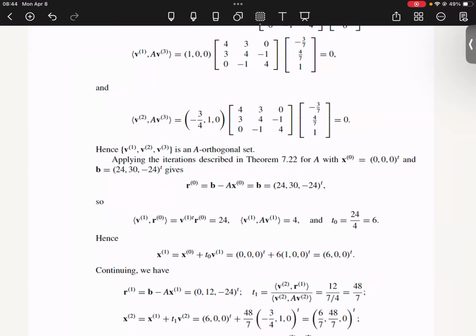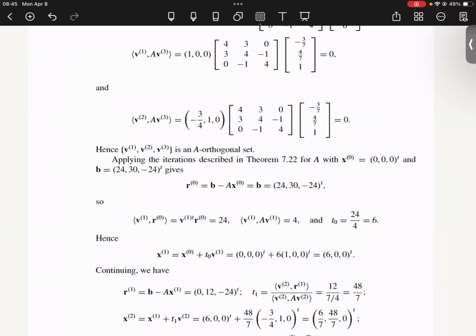Do we see it? Okay. So 24 divided by 4 is 6. And with all the values here, the TK here, we can calculate X1. X1 is just equal to X0 plus T0 times V1. And V1 is just given by there, the 8 orthogonal set. And so that's how we do one iteration.